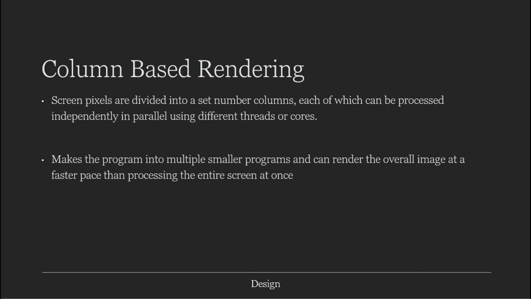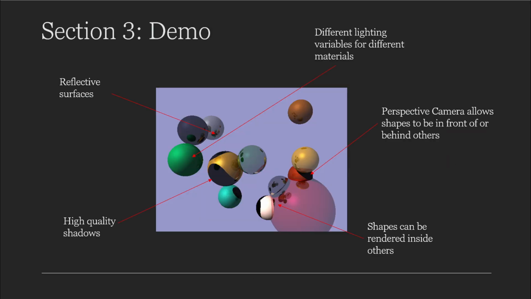Column-based rendering is another feature in my program that lets me simultaneously render sections of the screen separate from each other. I split the screen into columns and divide the workload into individual threads to process their own tasks. Here is a demo of my program. As you can see, a variety of lighting options are available to be used, such as ambient, specular, and diffuse techniques. As well as a number of material properties, I have included metallic and gemstone spheres to showcase the range of realism my program is capable of achieving. Aside from this, a perspective camera is also utilized, as can be seen from shapes being in front of or behind others, as well as shapes being able to be rendered by colliding with others.